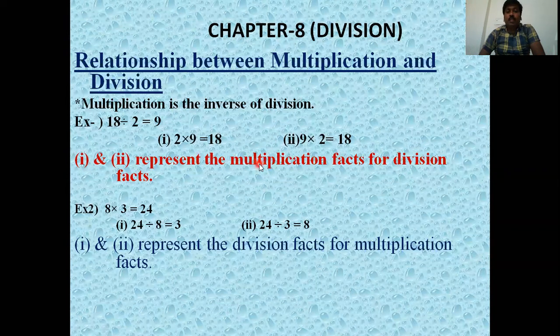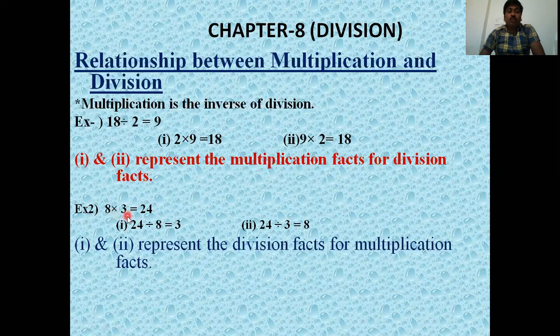First and second represent the multiplication facts for the division fact. So, in this way, we can find the multiplication facts for the division fact. This is the division fact, and these are the multiplication facts. Now, let us take another example.